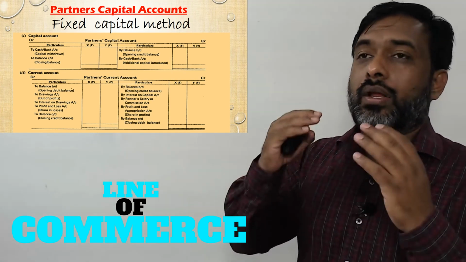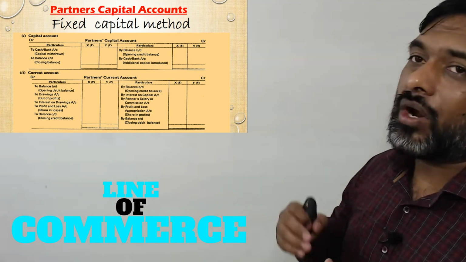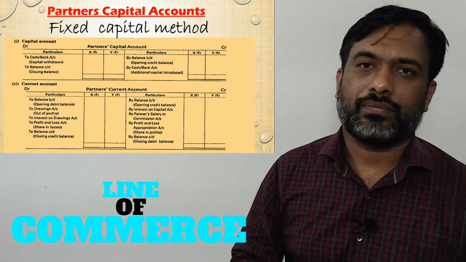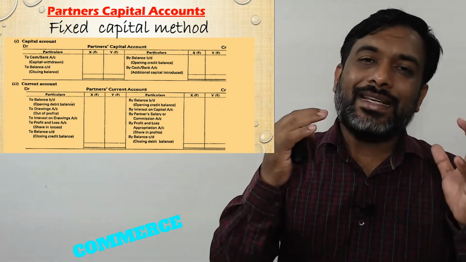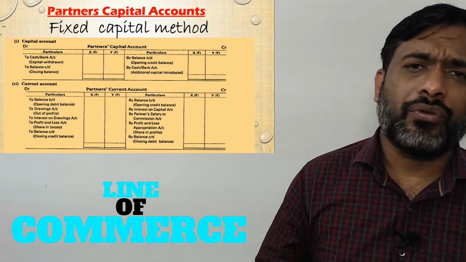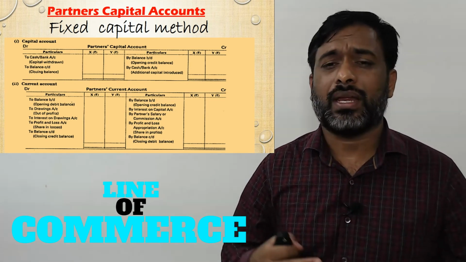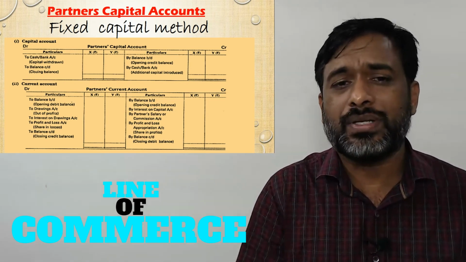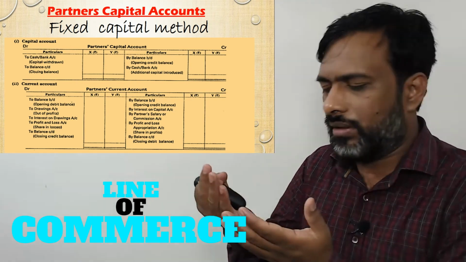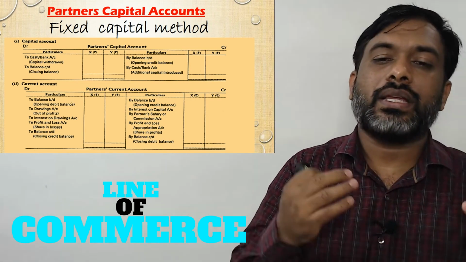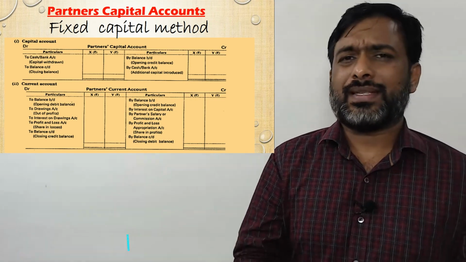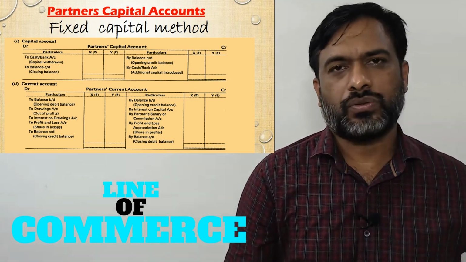Whereas on the debit side, drawings made out of profit, interest on drawings, and division of loss. These three items come on the debit side of the current account. And then, of course, you have to find out the difference. The difference can come on the debit side, or it can come on the credit side. If the difference is coming on the credit side, it is to balance c/d, closing credit balance. And if the difference is coming on the debit side, it is again by balance c/d, that is closing debit balance.